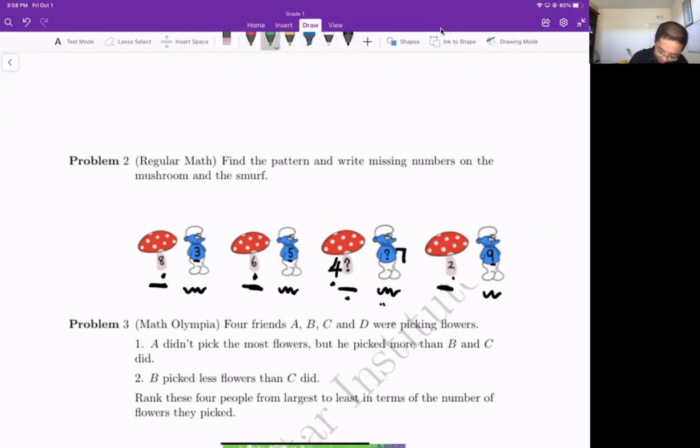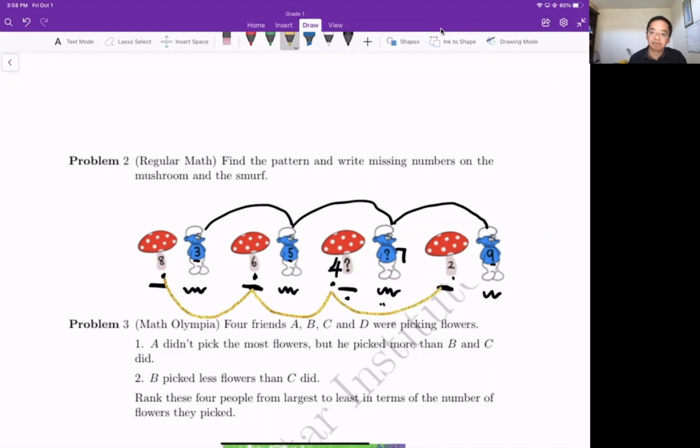If I put a 7 here, then we have 3 to 5, 5 to 7, and 7 to 9. So each time again, we go up by 2. And that's the pattern we have, right? 3, 5, 7, 9, and 8, 6, 4, 2.